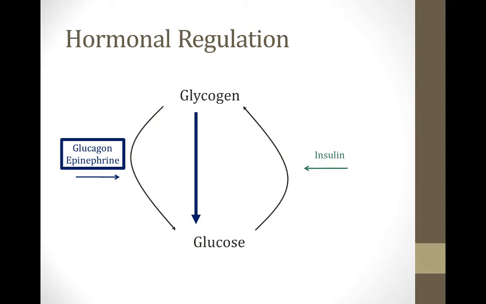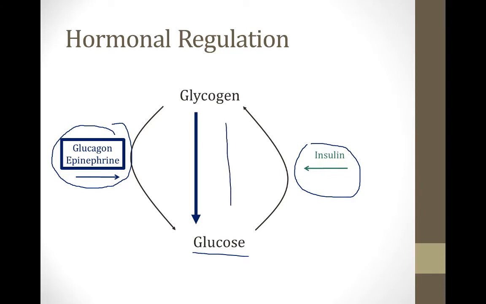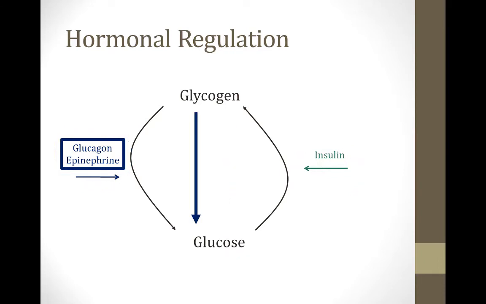First of all, you need to recognize that glucagon and epinephrine are elevated in times of fasting or fight or flight, and therefore they favor the breakdown of glycogen into glucose. Insulin, on the other hand, is elevated in the fed state when blood sugar levels are high, and therefore insulin favors the synthesis of glycogen from glucose. So we'll start by talking about glucagon and epinephrine.